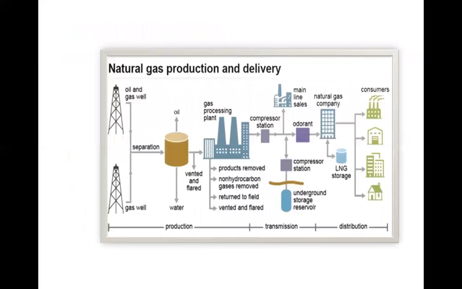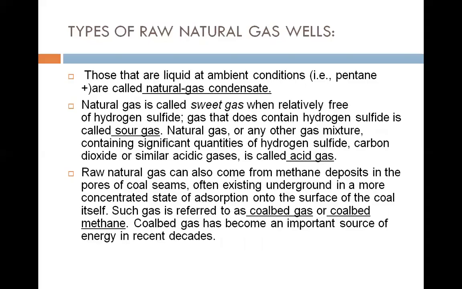So the natural gas production and delivery process is in three steps: production, transmission, and distribution. Production is the step where the natural gas is explored, and distribution, the last step, is the consumer step, where the consumer gets the natural gas which has been further purified in the plants and compressed, free of hydrogen sulfide. When there is no hydrogen sulfide, it is sweet gas. When there is hydrogen sulfide, it is sour gas. Natural gas with hydrogen sulfide, carbon dioxide, and any other acidic gas is known as acid gas.